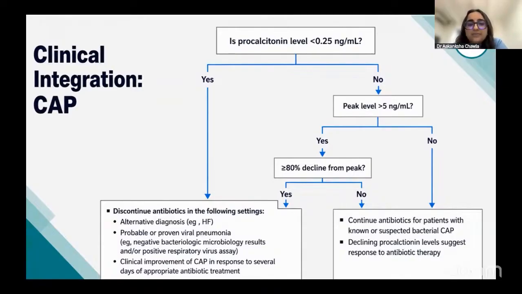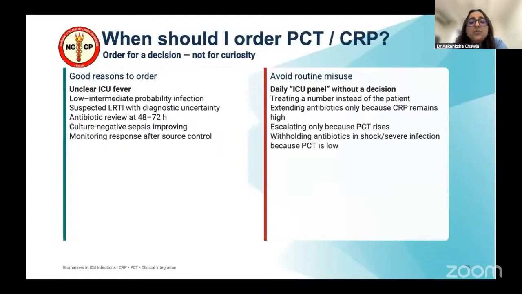So when should you order PCT or CRP? When there is an unclear ICU fever, when there is a low or intermediate probability of infection, culture negative sepsis is improving, and monitoring response after source control.